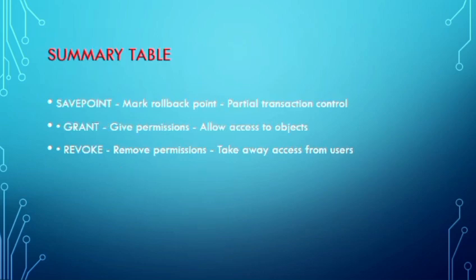In summary, you can say SAVEPOINT marks the rollback point, which is partial transaction control. Grant gives the permission, allowing access to objects, and revoke is to remove permission, taking away access from the user.